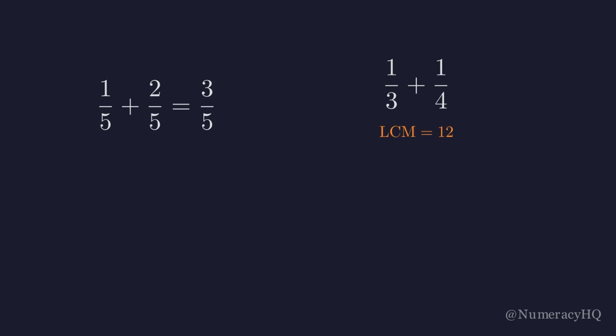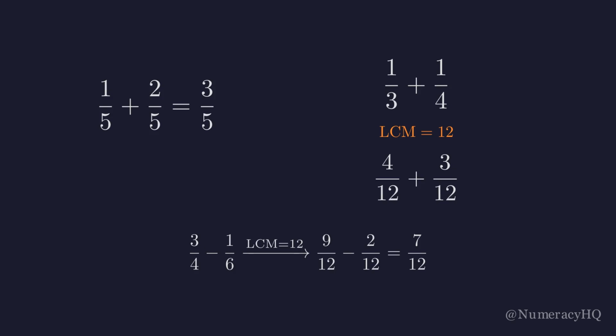1/3 plus 1/4. You can't add these directly. The parts are different sizes. You need a common denominator. Find the lowest common multiple of 3 and 4. The LCM is 12. Convert each fraction to 12ths. 1/3 multiplied top and bottom by 4, 4/12. 1/4 multiplied by 3, 3/12. 4/12 plus 3/12 equals 7/12.